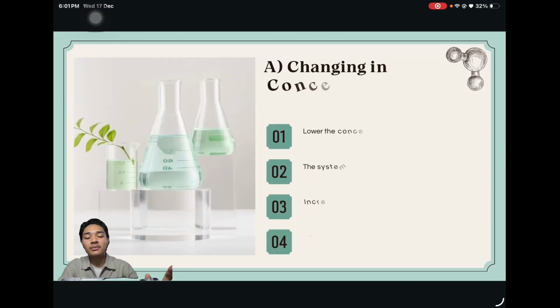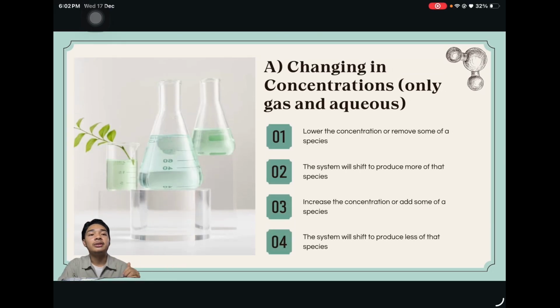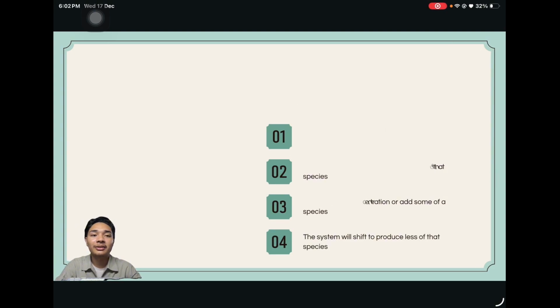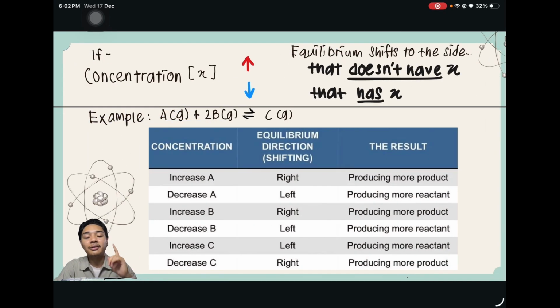Next, changing the concentrations applies only to gases and aqueous species. Number 1, lower the concentration, or remove some of the species. Number 2, the system will shift to produce more of that species. Number 3, increase the concentration, or add some of the species. Number 4, the system will shift to produce less of that species. So next, if the concentration increases, the equilibrium shifts to the side that doesn't have X. And if the concentration decreases, the equilibrium shifts to the side that has X.